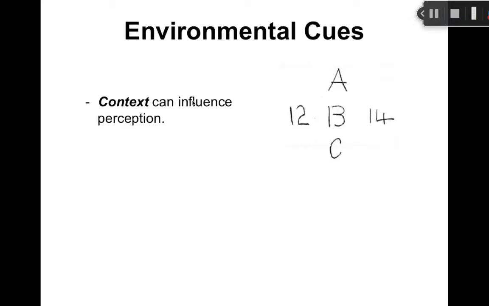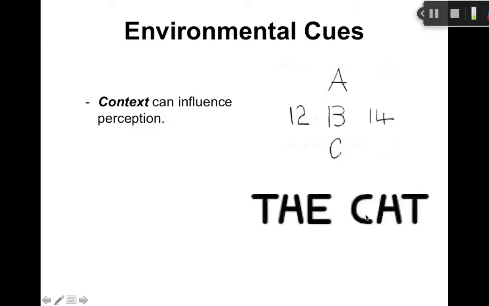All right, so environmental cues, again, we're talking about context and so forth. Other cues that affect our perceptual hypotheses, so context can affect perception. If you look at these images, horizontally here we have 12, 13, 14, and vertically we have A, B, C. So it's the middle object here that can be either a letter or a number depending on the context in which we're perceiving it. Here's another example. So the cat. In the context of the letters T and E, this appears to be an H. In the context of the letters C and T, this appears to be an A. So context can influence perception.